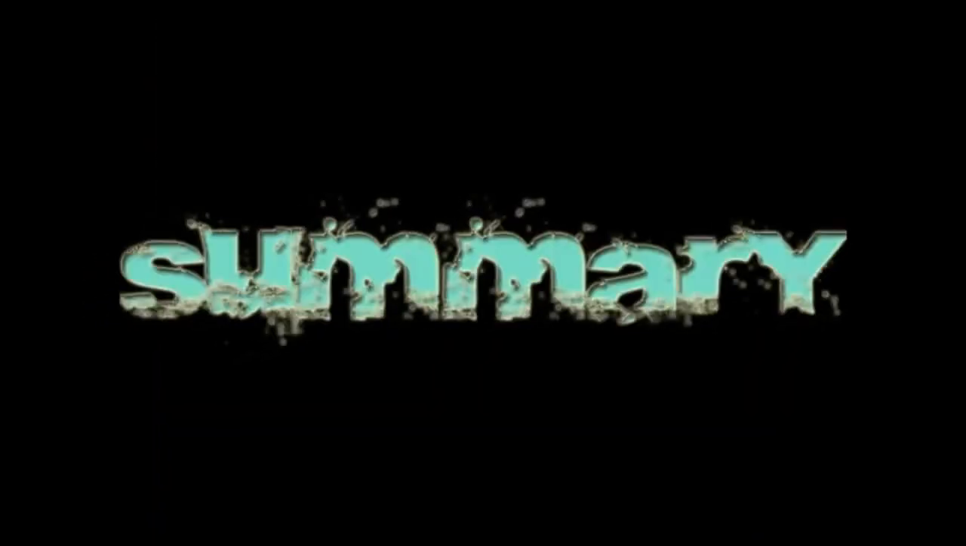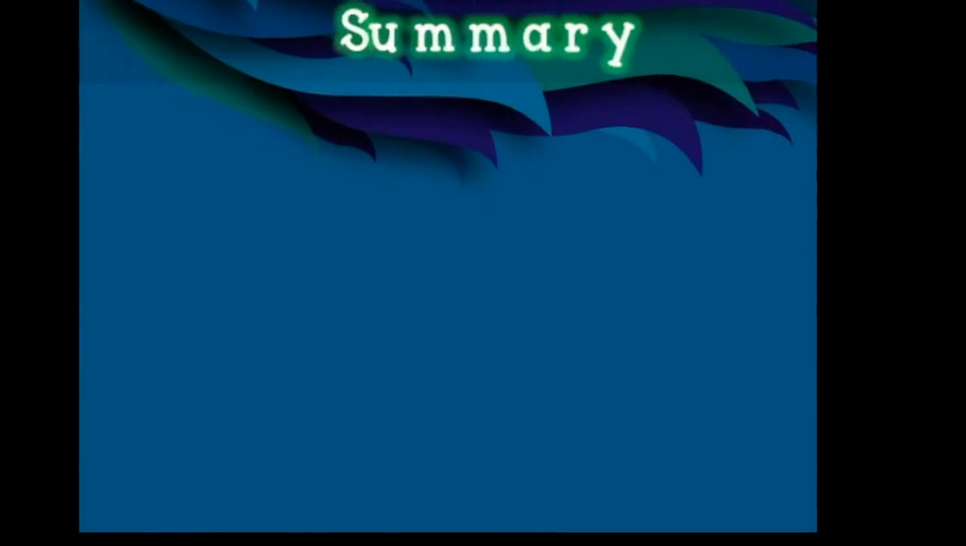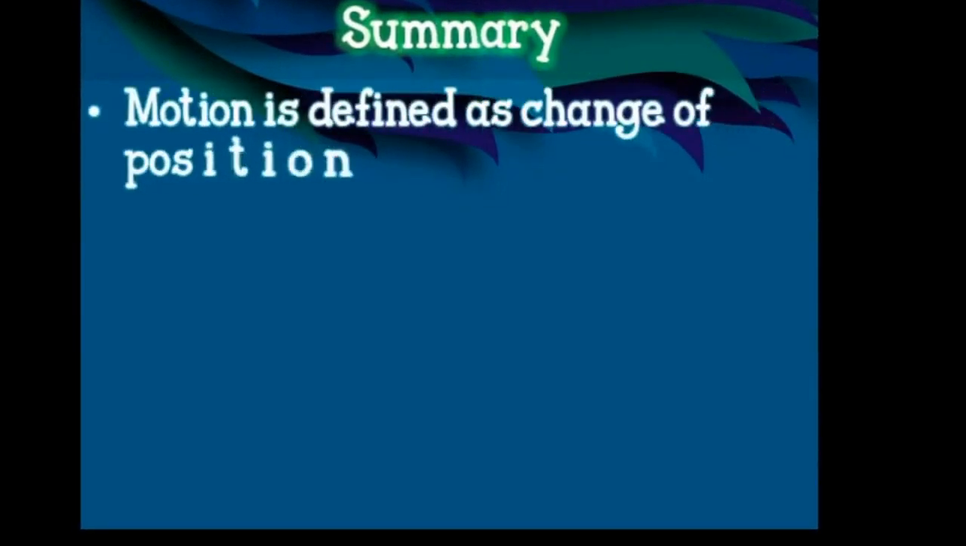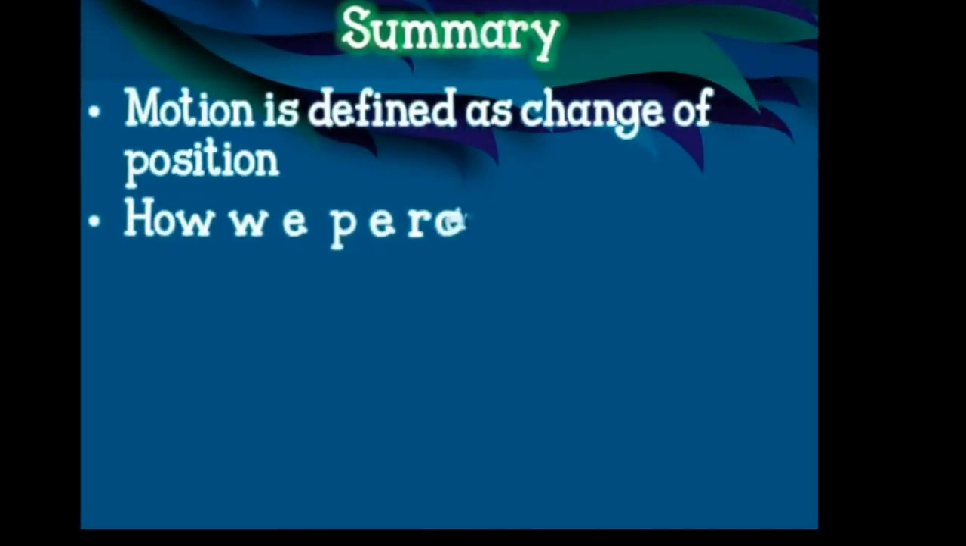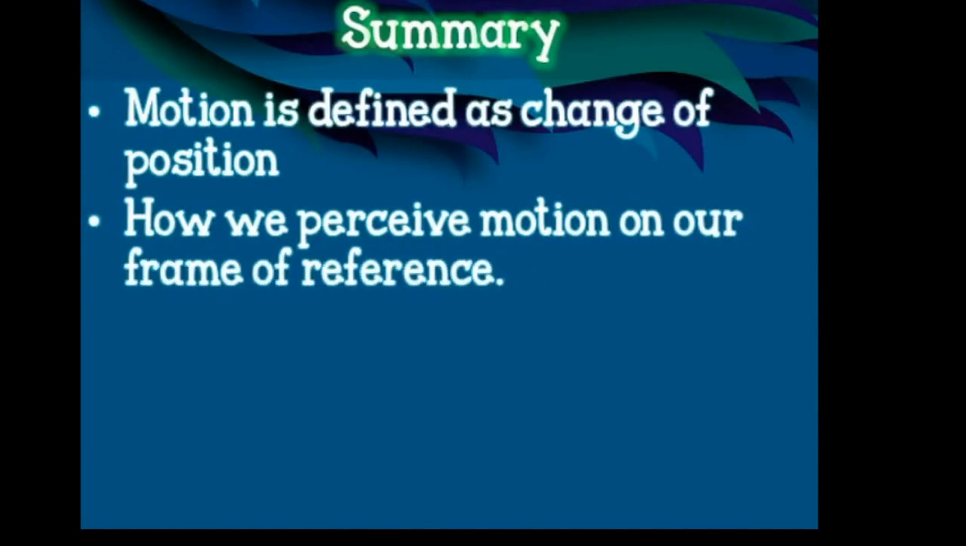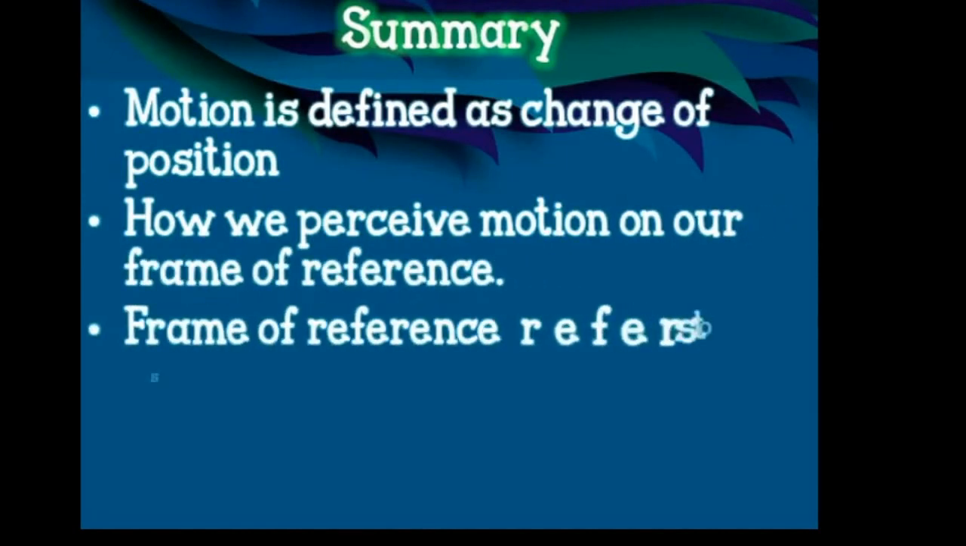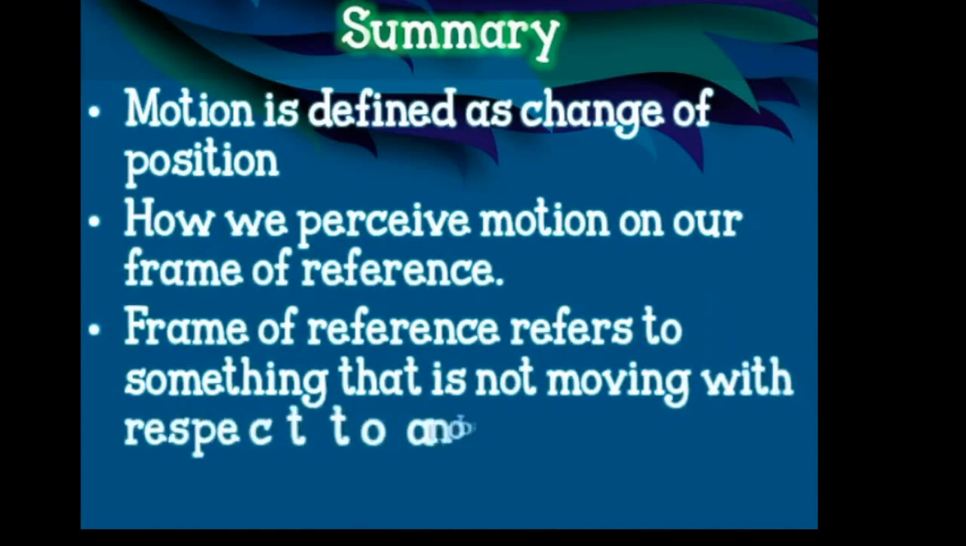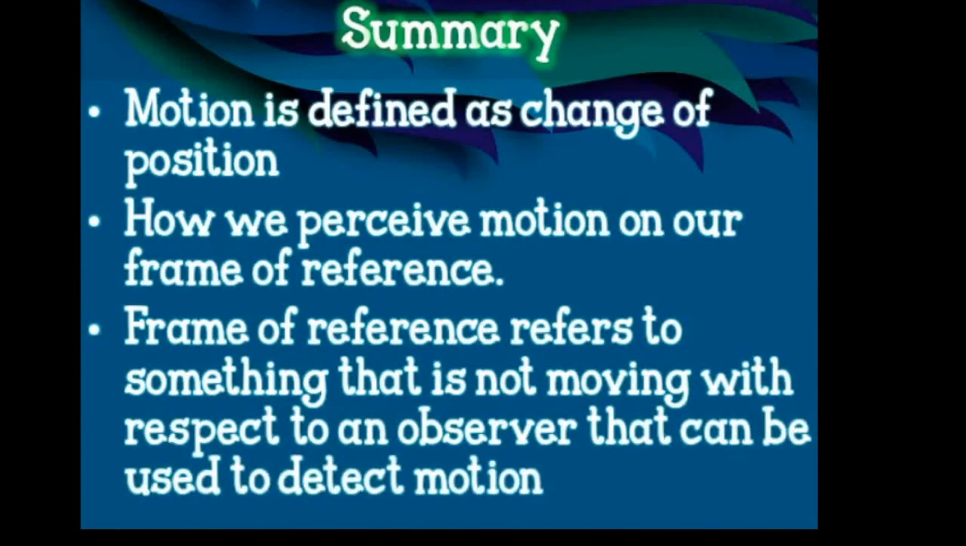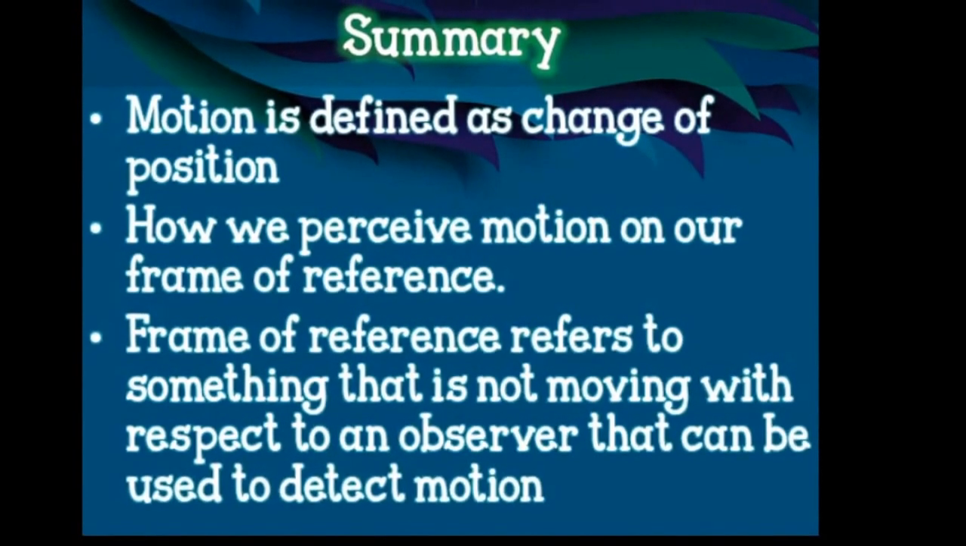Okay, so let's summarize. Motion is defined as a change of position. How we perceive motion depends on our frame of reference. A frame of reference simply refers to something that is not moving with respect to an observer and can be used to detect motion.